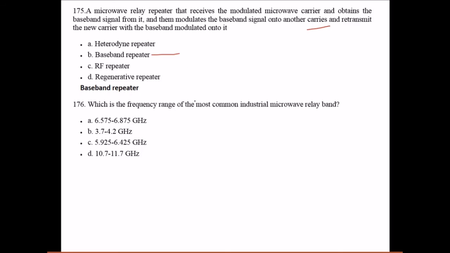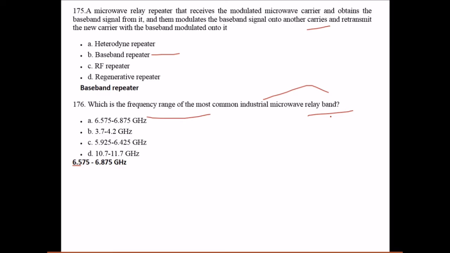Which is the frequency range of the most common industrial microwave relay band? It is 6.575 to 6.875 GHz. This is the most common frequency range for the most common industrial microwave relay band.